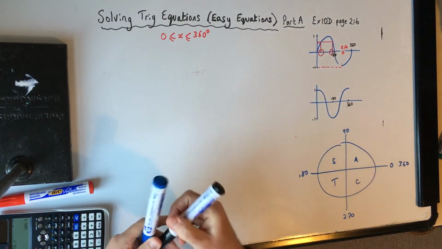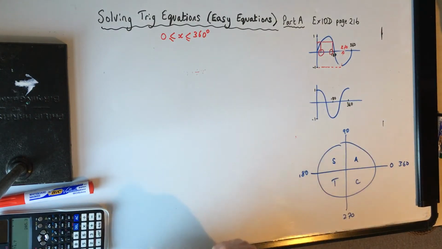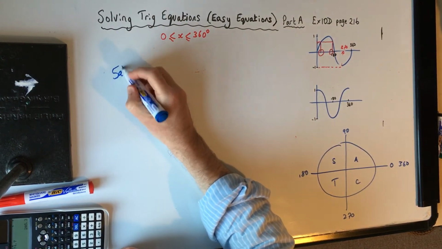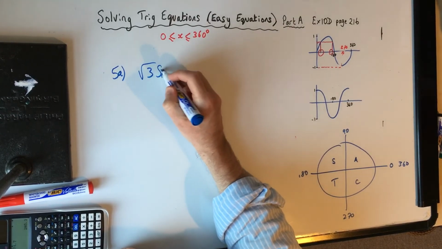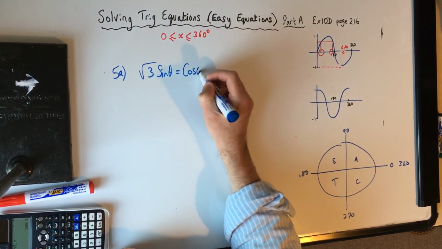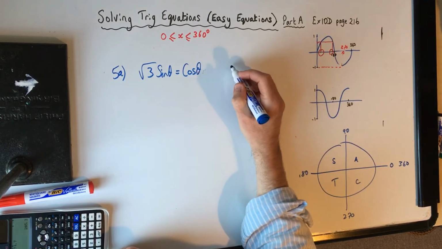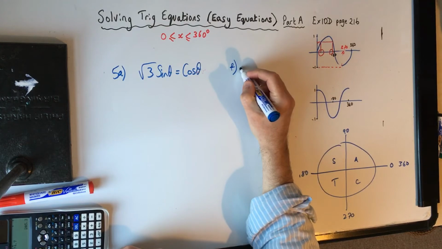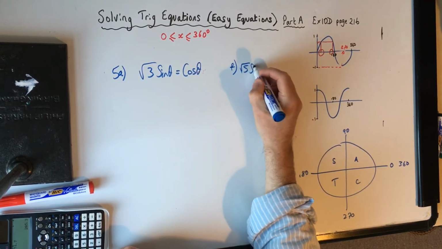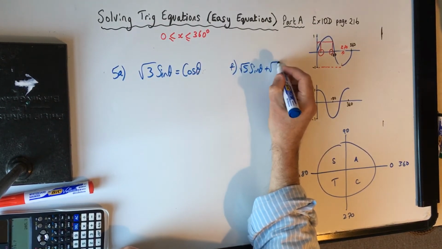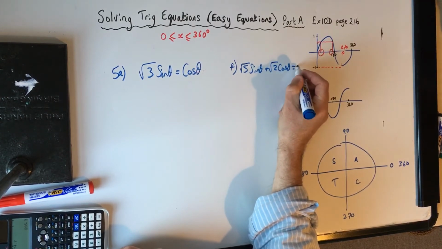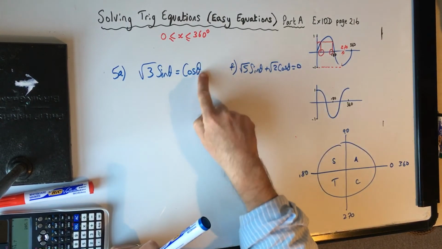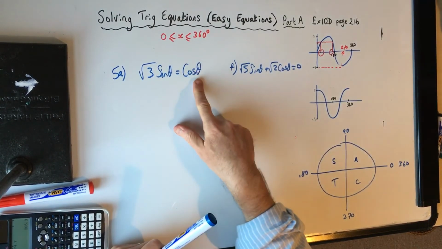Okay, so question 5, I'll do a couple from question 5. Again, we're still in the same range. If I do 5a, it's √3 sine theta is equal to cos theta, and I'll do another one. I've indicated there, f, I'll do f. So √5 sine theta plus √2 cos theta is equal to 0. Okay, looks a bit scruffy, sorry about that. This one here, so √3 sine theta equals cos theta.